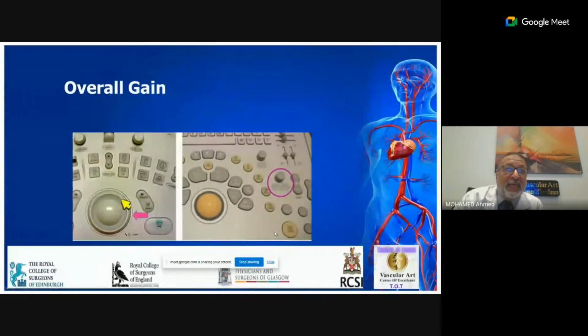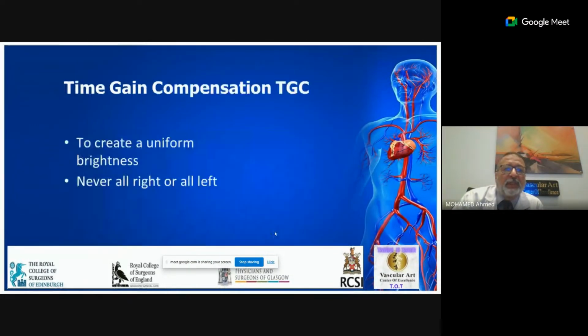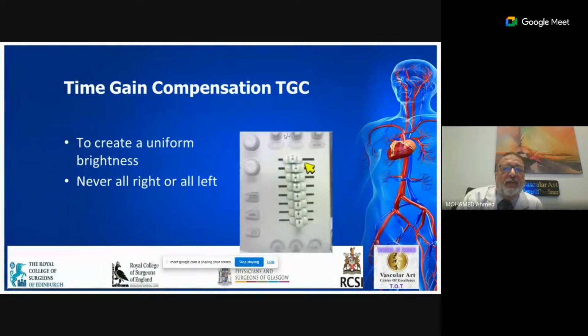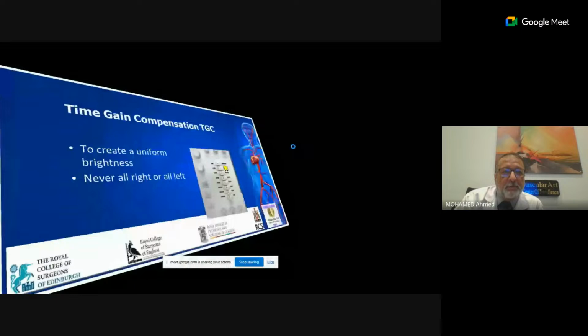And this is the gain. If you want to improve the picture, you increase the gain. And again, I will show you the button to increase the gain. There is the time gain compensation button, which in the new machines is not found anymore, but in the old machines, they look like this. And with these TGC buttons, you get the gray B-mode to be more elaborate and more clear.